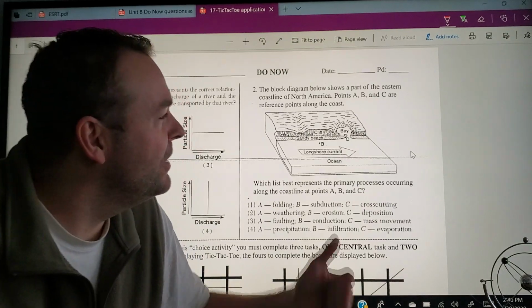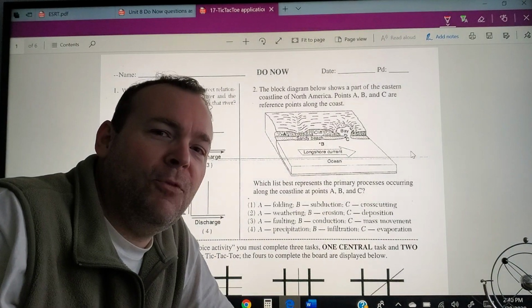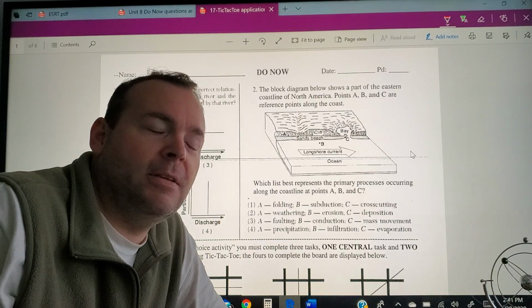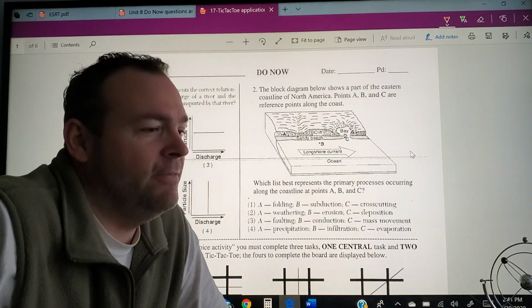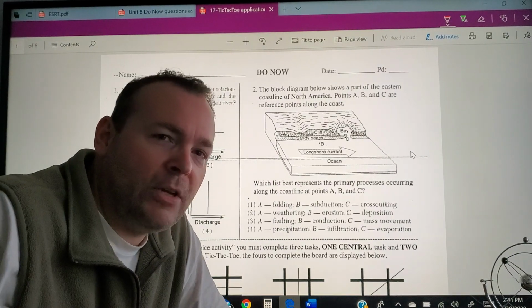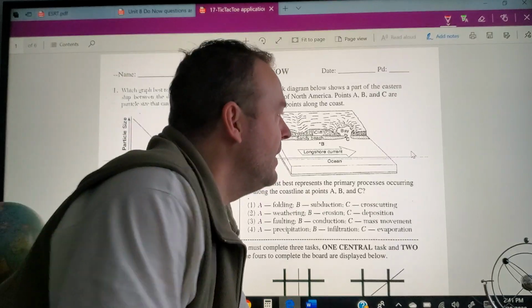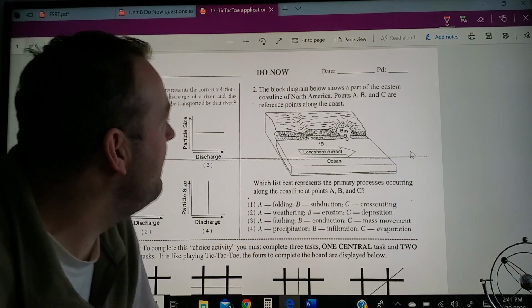Anyways, I wanted to go over the Tic Tac Toe review before I issued you your little assessment on this unit. Got a lot of submissions. Some of you guys had some questions. Hopefully I can address all that. All right, let's start out with the do now questions on the top.